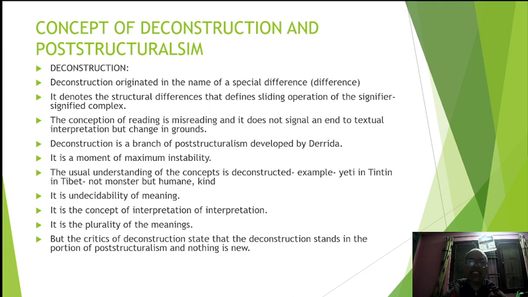Deconstruction originated in the name of spatial difference, because of differences, right? Black, white, and this is difference. It denotes the structural differences that define the sliding operation of the signifier and signified complex. It says that no final interpretation is there, no final meaning is there, no center is there, no complete idea is there. Everything is sliding, everything is changing.